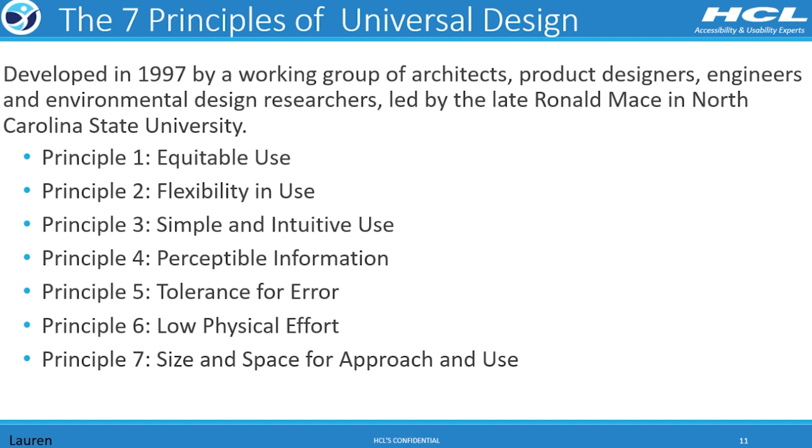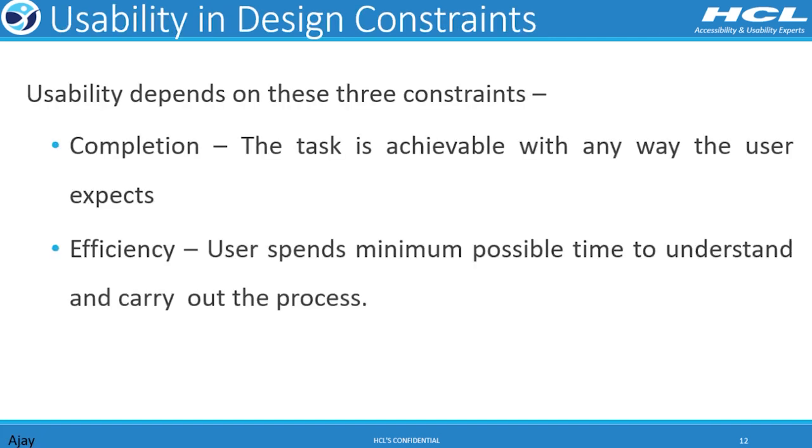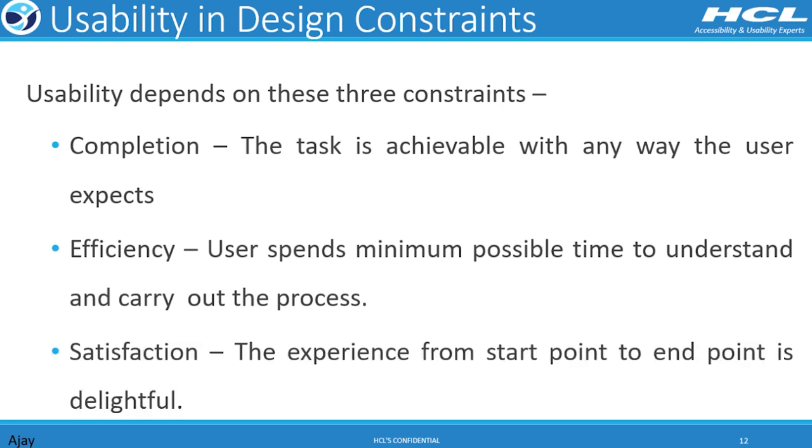Size and space for approach and use. You want to be able to make it so that the size and the way it's positioned on the website is approachable, it's easy to get to, it's easy to use. You don't want things pushed off to the corners or condensed into one area, or you've packed so much information in there it's hard to figure out where you're going and what you're doing. You want to give some size and some space for its use. Usability and design constraints. Now, there are 3 constraints. Completion.